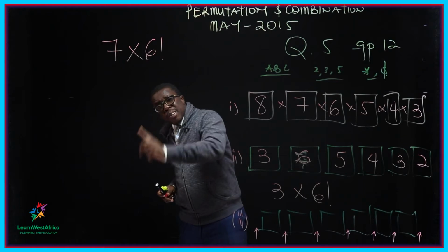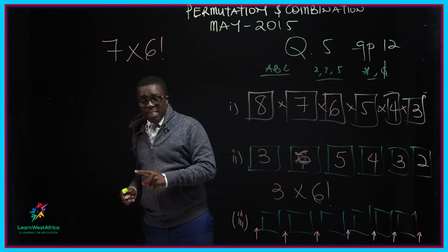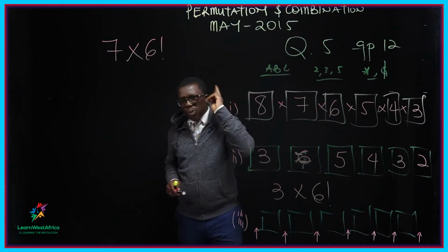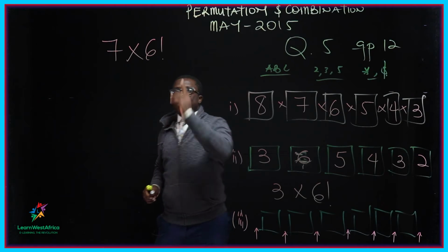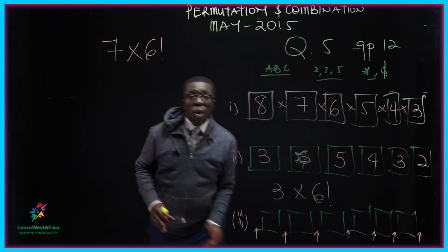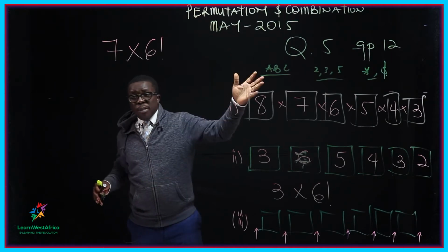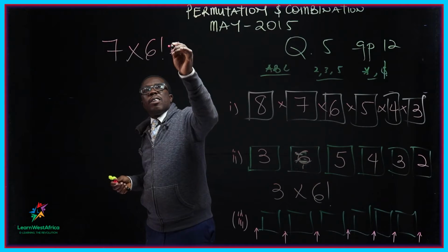Either the asterisk comes first, then the dollar sign comes second, or the dollar sign comes first, then the asterisk also comes second. That gives you 2 different arrangements for the symbols. Are you okay? So there are 7 ways where the symbols put together could be placed. When we take the symbols out, the rest of the 6 could also be arranged in 6 factorial ways. Then the symbols themselves could also be arranged in 2 different ways.